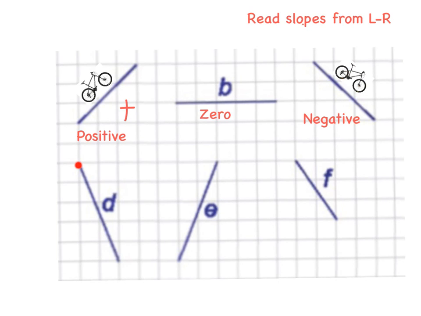So D, E and F, I want you to have a look at them and hopefully you'll notice that D from left to right is going downwards, so that is a negative. I'm just going to put a minus sign there for negative. E is going upwards, so that is a positive. And F is going downwards, so again we're back to a negative. So first things first is that you can read whether your slopes are going to be positive or negative.